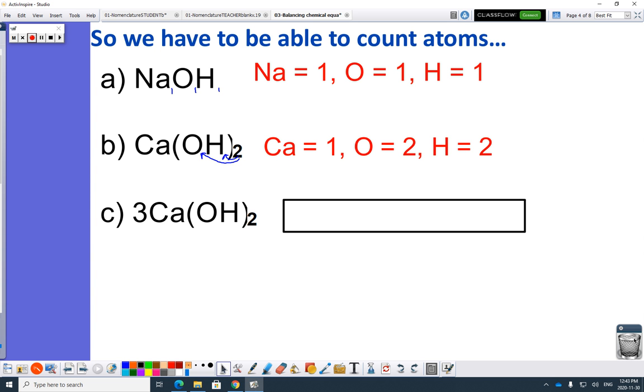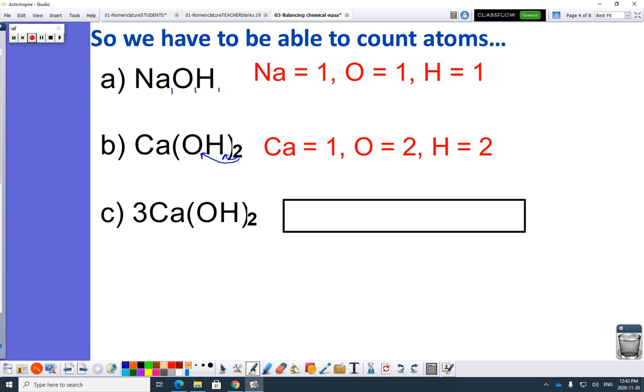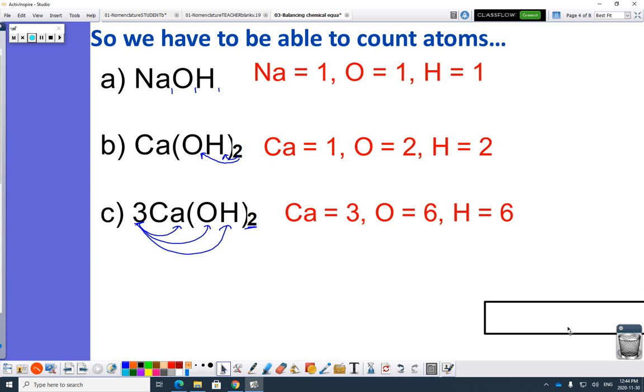And then the last one, with the coefficient out front here, this applies to the calcium and to inside the brackets, so you have to do both of them, multiplying. So there are 3 calciums, and then 3 times 2, 6 oxygens, 3 times 2, 6 hydrogens.